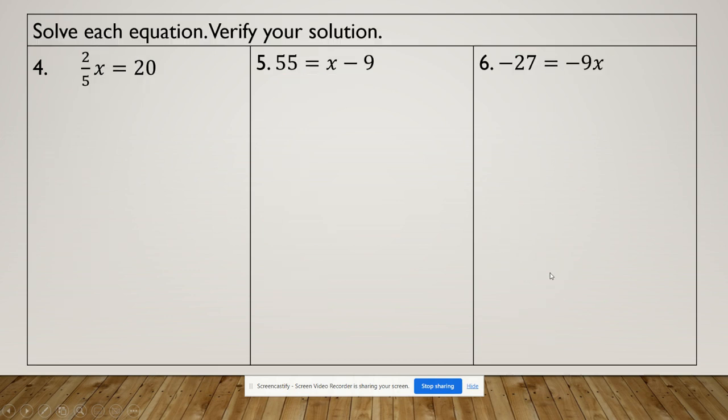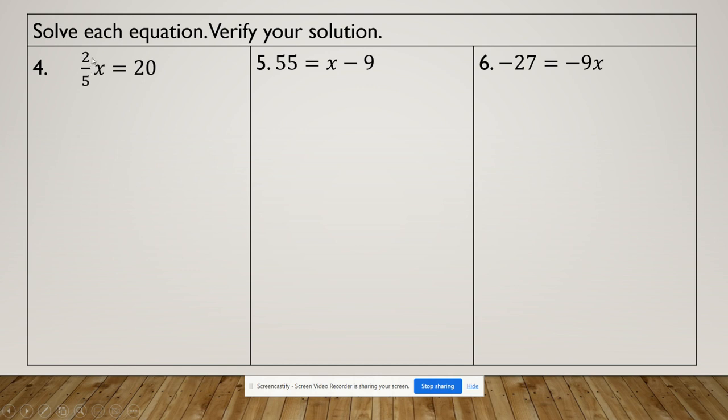Okay, so number 4, we have 2/5 x is equal to 20. Now a lot of us might look at this and get stuck and wonder what we're going to do with this 2/5. Are we multiplying or dividing? Well, this right here is telling me 2/5 times x.